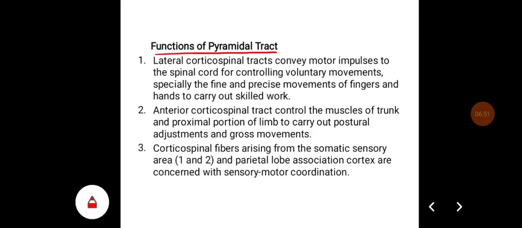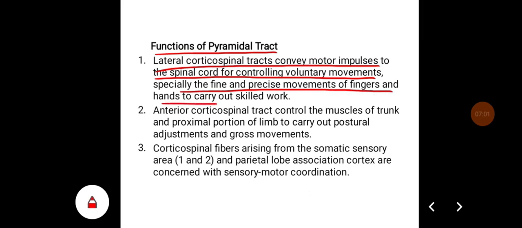Functions of the pyramidal tract. Lateral corticospinal tracts convey the motor impulses to the spinal cord for controlling voluntary movements, especially fine and precise movements of fingers and hands to carry out skilled work. Anterior corticospinal tract controls the muscles of the trunk and proximal portion of the limb to carry out postural adjustments and gross movements.